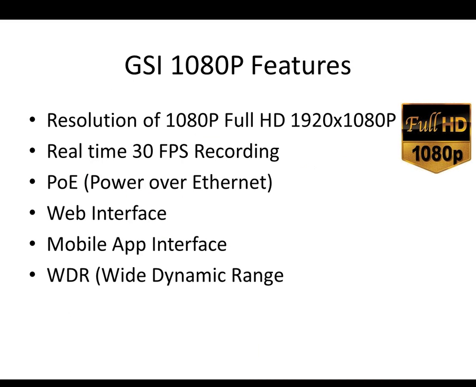Here are a couple of our GSI 1080p features of our HDIP camera line. The resolution of 1080p, which is full HD at 1920 by 1080. It can do real-time 30 frames per second recording. It has power over Ethernet. It has a web interface where you can configure the cameras to tweak it a little bit. It does have a mobile app interface and WDR, which stands for Wide Dynamic Range.